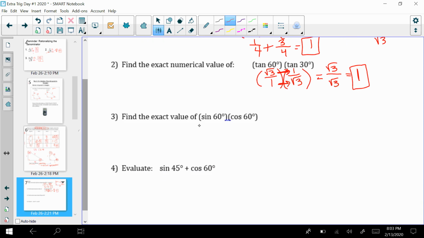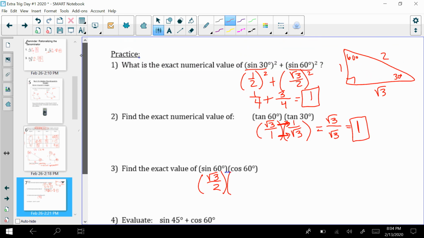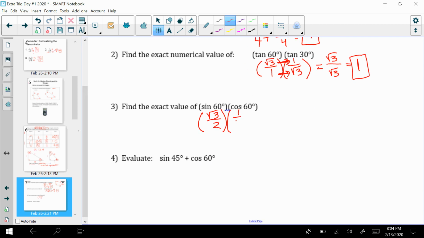Okay. Sine of 60 we already used. That's radical 3 over 2. Cosine of 60, that's going to be adjacent from the 60-degree angle, adjacent over hypotenuse. That's going to be 1/2. And again, multiply across the top here. You get radical 3. Multiply across the denominator, you get 4.